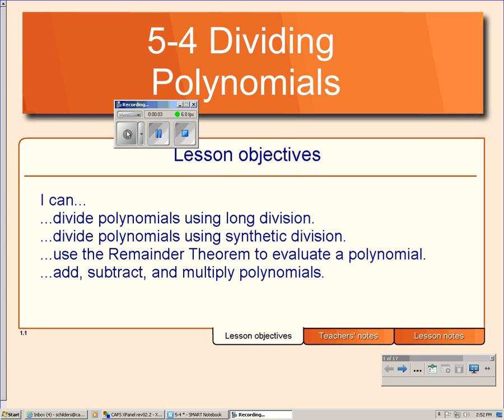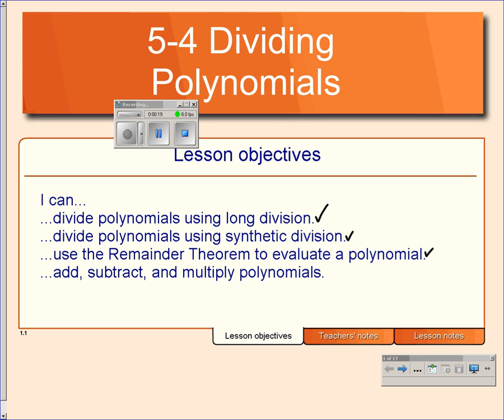This is Chapter 5, Lesson 4, Dividing Polynomials. In the previous video, we learned how to divide using long division. In this video, we're going to learn how to divide using synthetic division, and we will use the remainder theorem to evaluate a polynomial. In the process, we will add, subtract, and multiply polynomials.